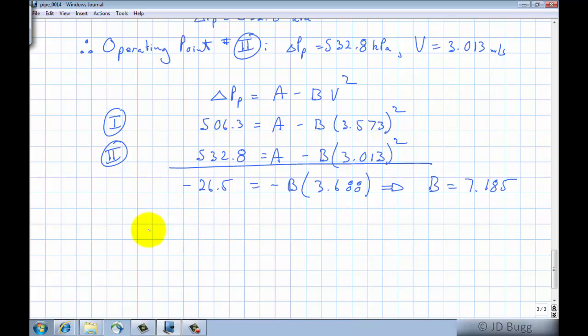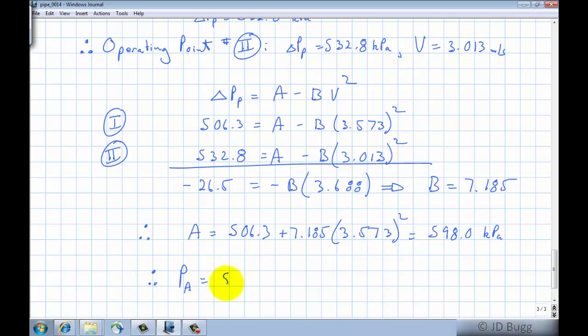I'm going to use the first one. So therefore, A is equal to 506.3 plus 7.185 times 3.573 squared. And so that works out to a value of A of 598.0, and that will be kilopascals. So therefore, the pressure at A is equal to 598 kPa when the second valve is closed.